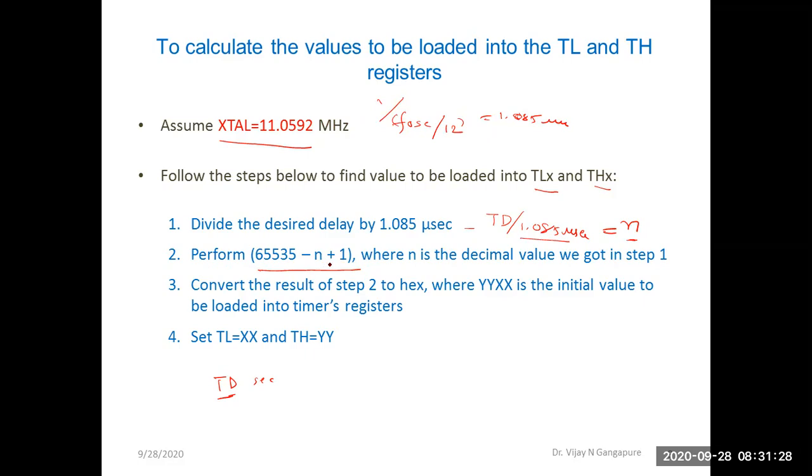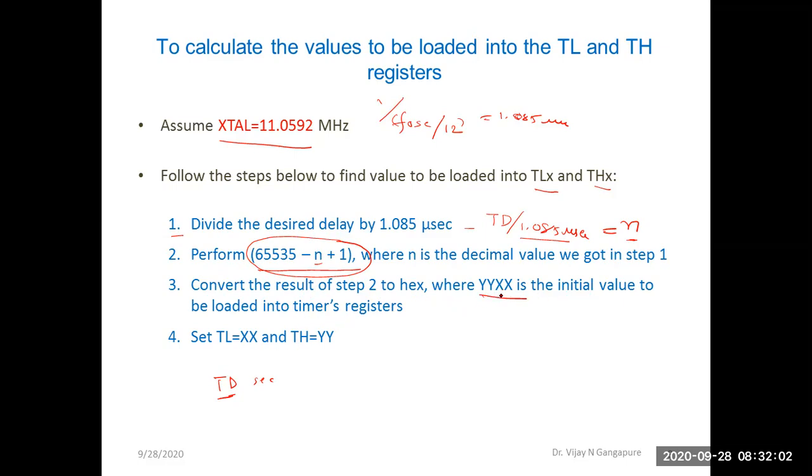So we are using the formula in decimal, where n is the value we have got in step 1. After that, in step 3, convert the above result. Whatever value in decimal we get after the calculation of this formula, convert that result we have got in step 2 to hex, and if we assume that result is YYXX, that is the initial value to be loaded into the timer register.